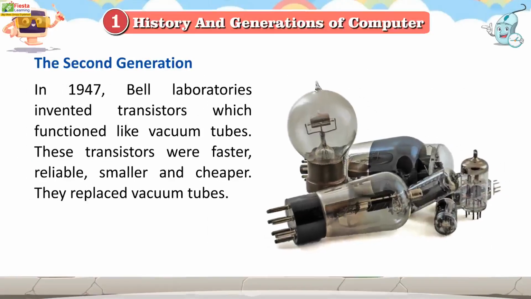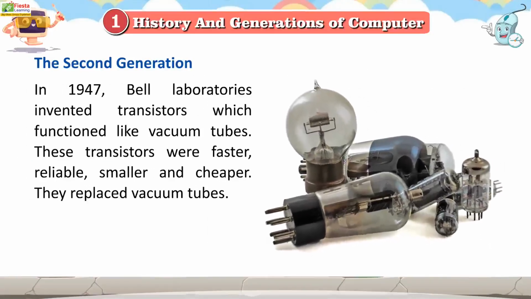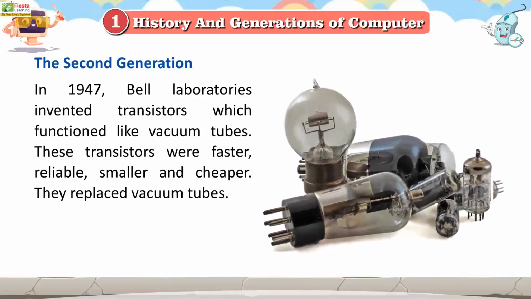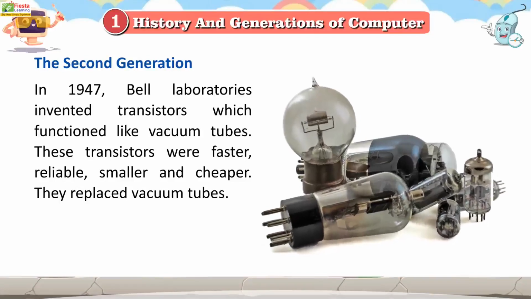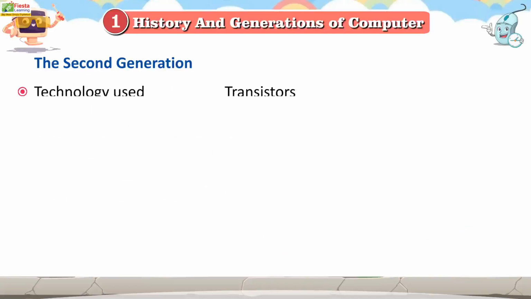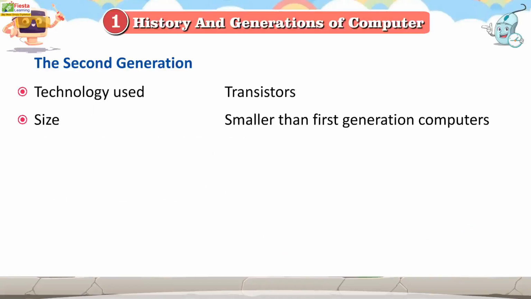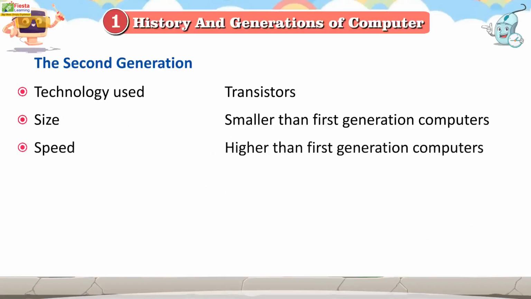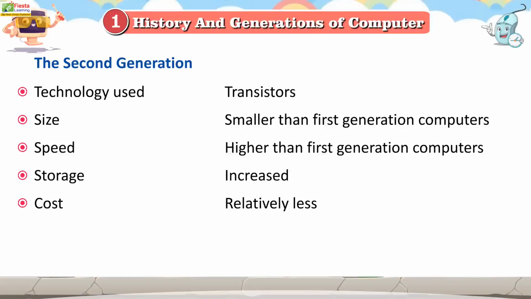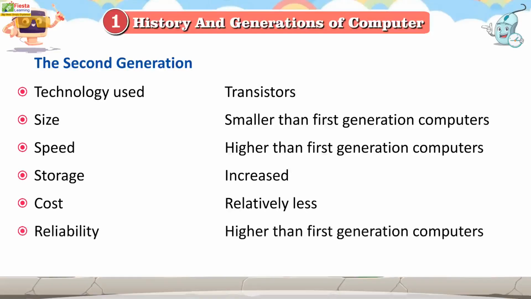The second generation. In 1947, Bell Laboratories invented transistors which can function like vacuum tubes. These transistors were faster, reliable, smaller, and cheaper. They replaced vacuum tubes. Technology used: transistors. Size: smaller than first generation computers. Speed: higher than first generation computers. Storage: increased. Cost: relatively less. Reliability: higher than first generation computers.